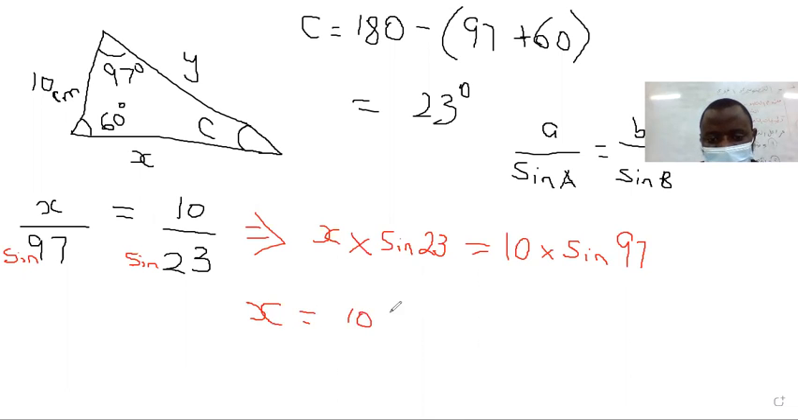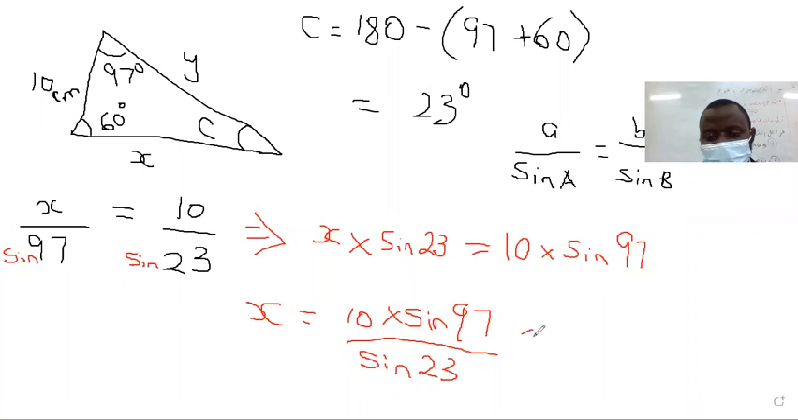10 multiply sine 97, because I will divide both sides by sine 23. I'm sure you know this from grade 5. You know how to do cross multiplication from grade 5. So sine 23. This is sine 97, not 95. This is sine 97. Beautiful. Now, we can now use our calculator to find the final answer.